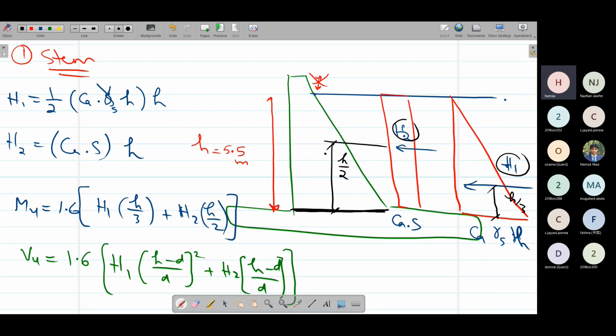Just remember that for the triangular portion, we are going to multiply it by the square. For the rectangular portion, we are going to simply multiply it with no square. So simply this way we can get the applied shear. And this thing D, how do we have to calculate this D value?